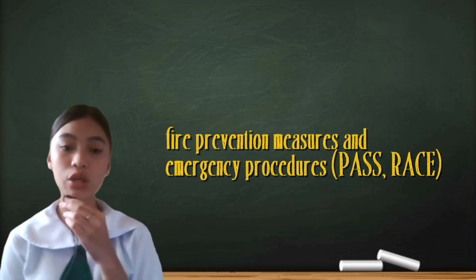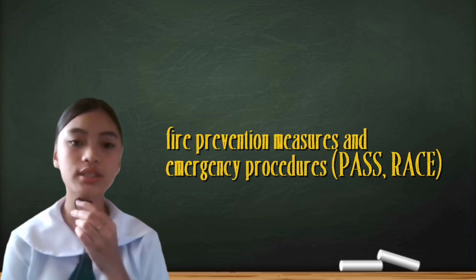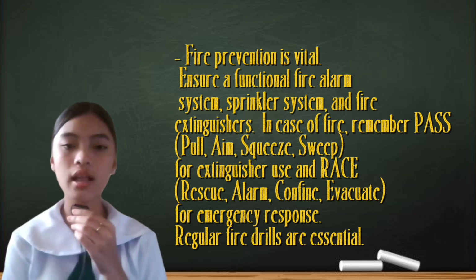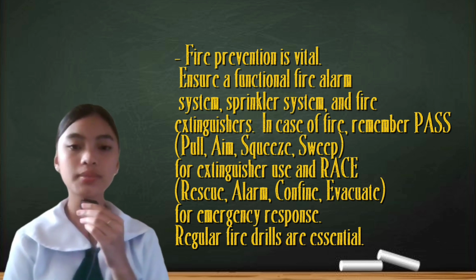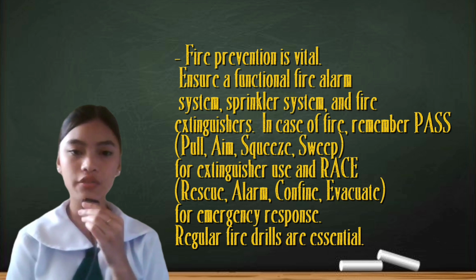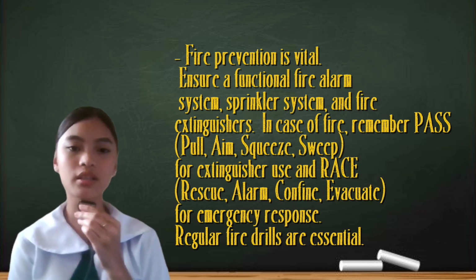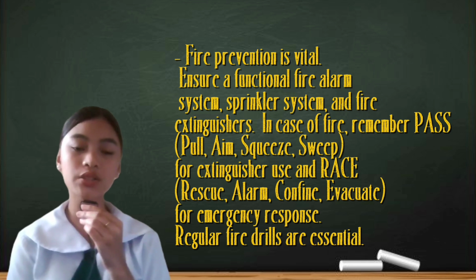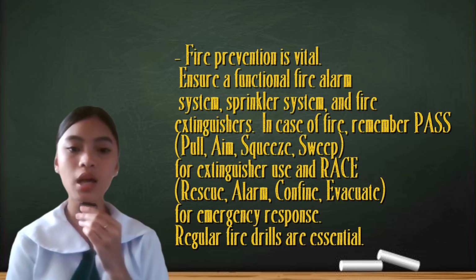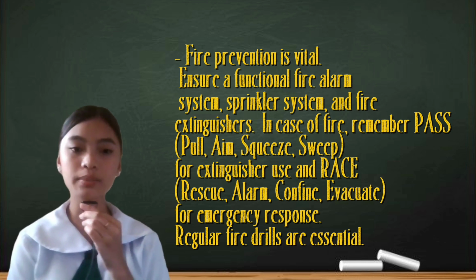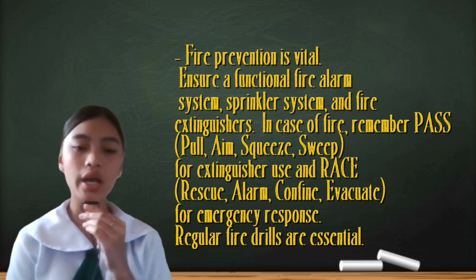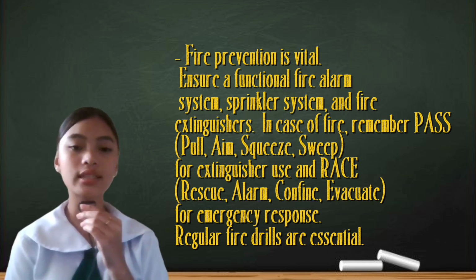So, fire prevention measures and emergency procedures. Fire prevention is vital. Ensure a functional fire alarm system, sprinkler system, and fire extinguishers. In case of fire, remember the PASS method. The PASS method stands for P for pull, A for aim, S for squeeze, and S for sweep, for extinguisher use. And the RACE method stands for R, rescue, A, alarm, C, confine, and E, evacuate.